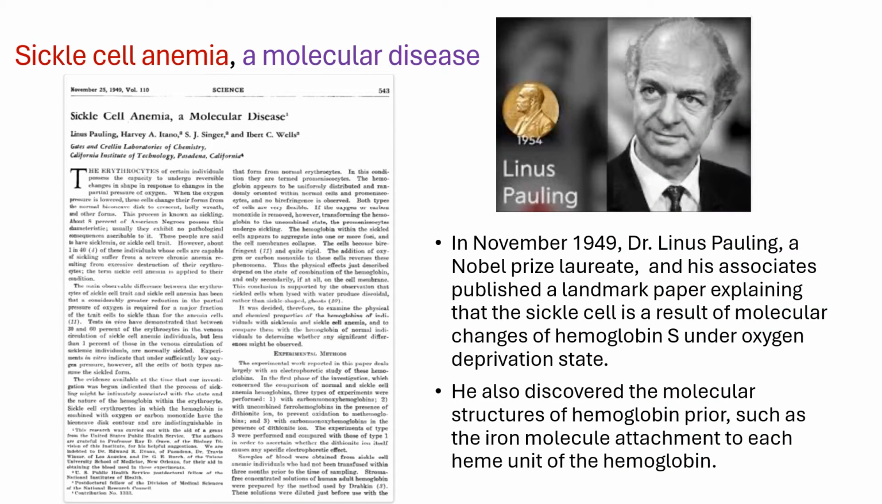In November 1949, before most of us were born, Dr. Linus Pauling, a Nobel Prize laureate, and his associates published a landmark paper explaining that sickle cell disease is a molecular disease and is a result of molecular changes of hemoglobin S under oxygen deprivation state. According to the literature, one of his students discovered that sickle cells are only found in the venous blood, not in the arterial blood. So they had an idea already by then.